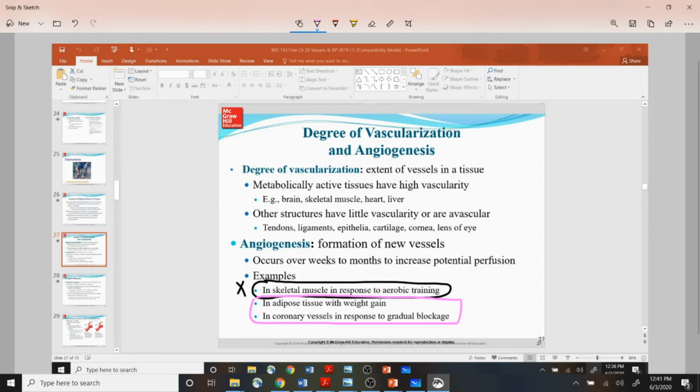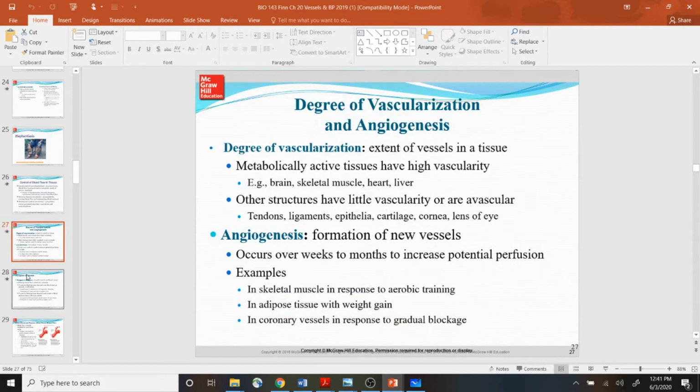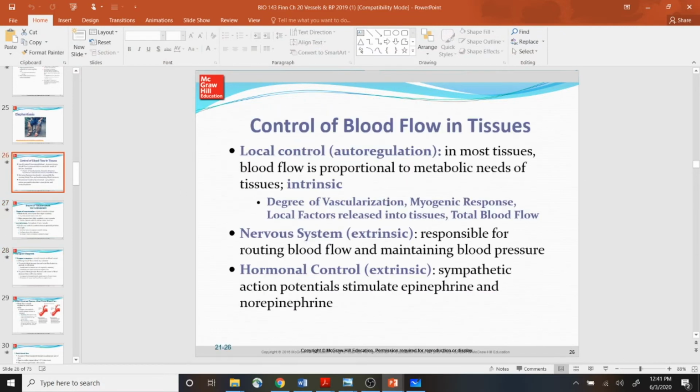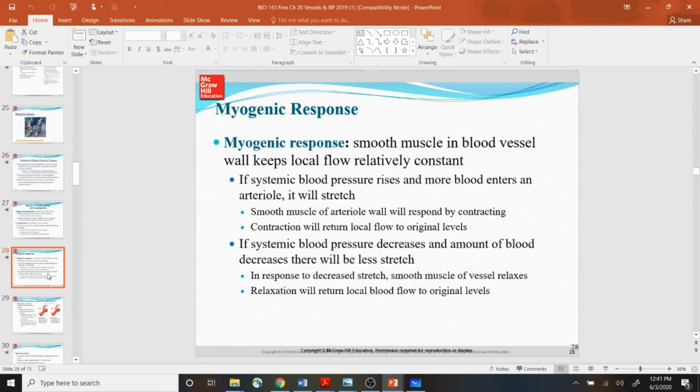All right, so let me see here. So now remember, we're looking at 4. The first one I just covered, degree of vascularization. Now the next local auto control, auto regulation is going to be the myogenic response. Now, a tissue, remember we looked at the capillary beds, and myogenic stands for muscle.